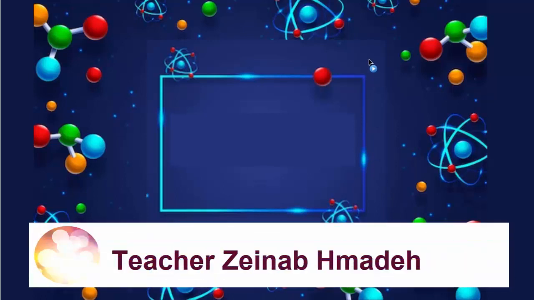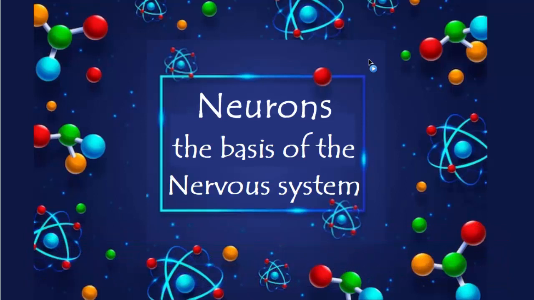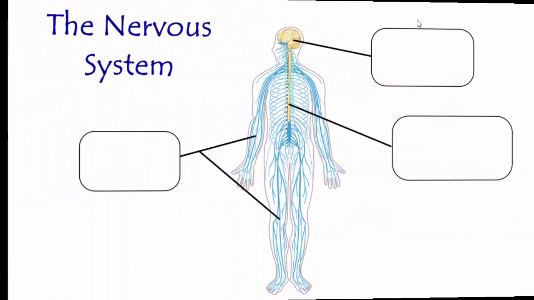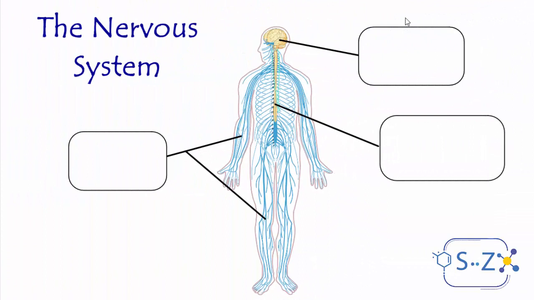Today's lesson is about neurons, which are the basis of the nervous system, the basic unit of the nervous system. We're going to learn about their structure and their types. Let's first recall the structure of the nervous system.